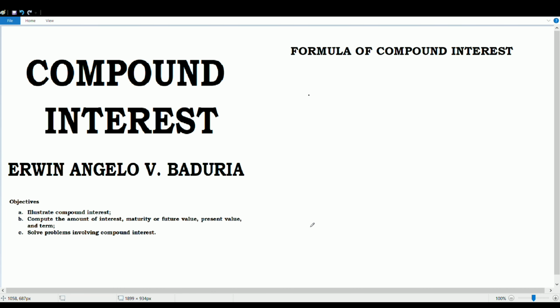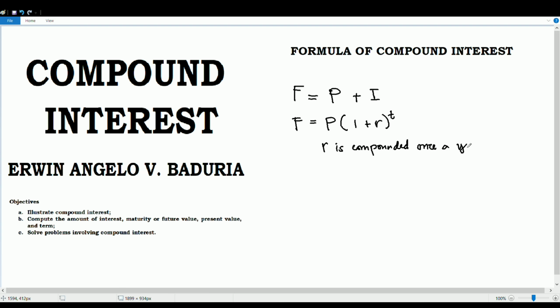Now let's take a look at the different formulas that we will be using in this discussion. First is the future value as defined a while ago. It is the sum of the principal amount plus the interest. Followed by the second formula, which is F equals P times 1 plus R raised to T. We will be using this formula if and only if the rate is compounded once a year, only once in a year.